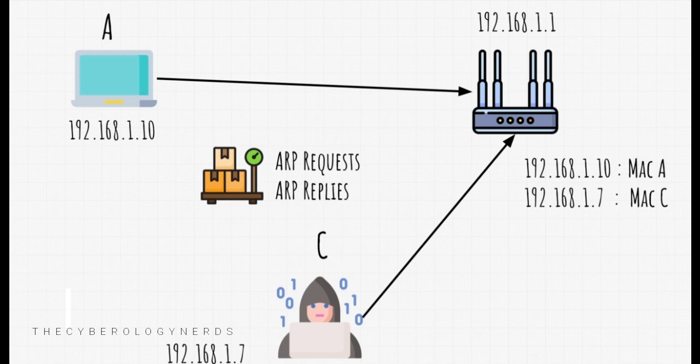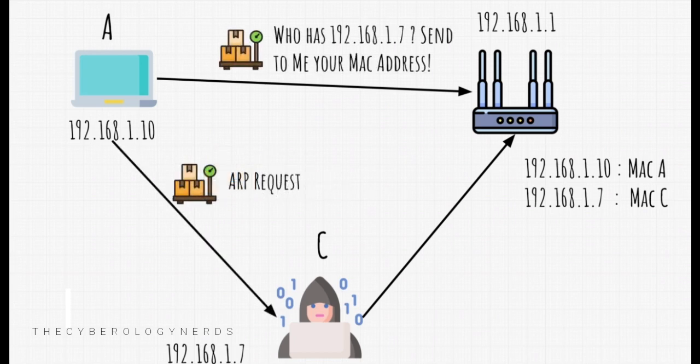Request would look something like this. Let's say machine A wants to communicate with our Kali Linux machine. To do that, it must know our MAC address, so it sends the ARP request to the broadcast address, which simply means every machine on the network will get that ARP request. And with that ARP request, the machine A asks who has an IP address of 192.168.1.7. And it also tells, send me your MAC address if this is your IP address.